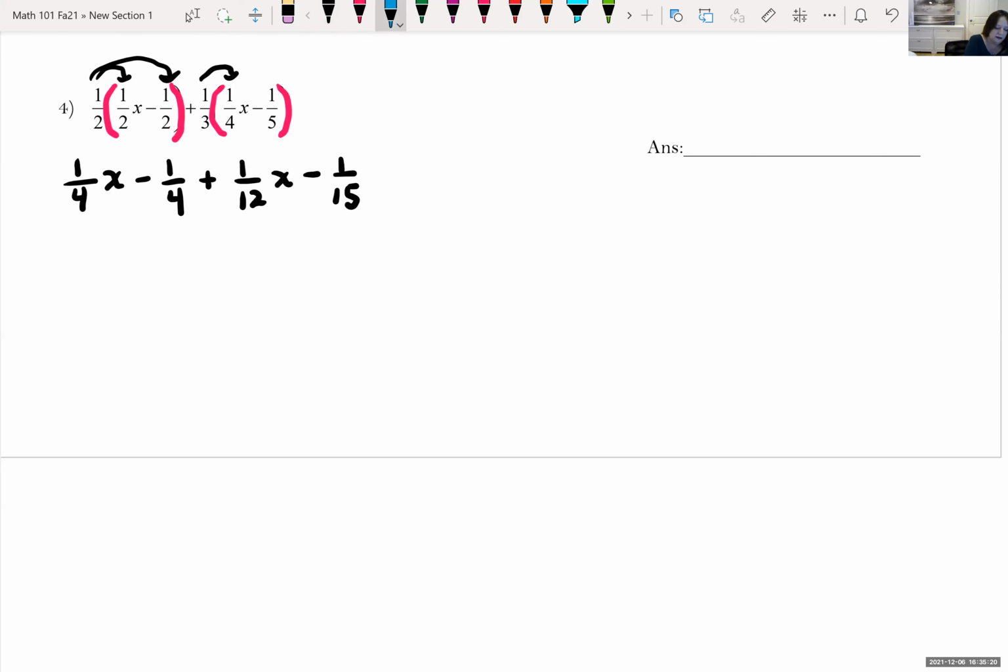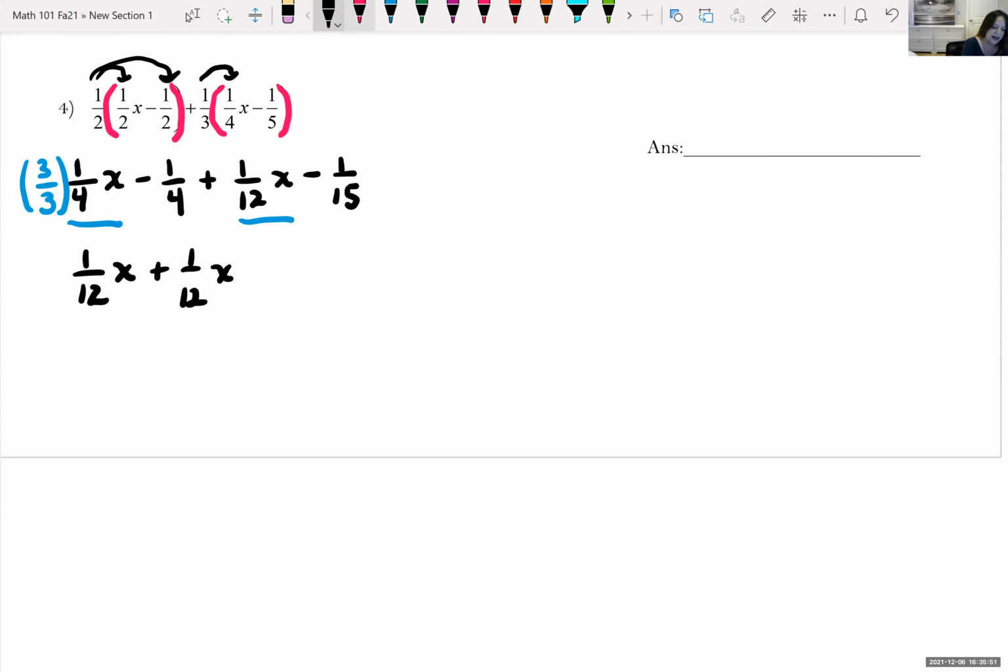So combining like terms, notice we need a common denominator. So 1/4 x plus 1/12 x. The common denominator of those two fractions is 12. And so we can multiply by a fancy one, the 1/4 x, to get a denominator of 12. So we have 3/3 times 1/4 x is 1/12 x plus this 1/12 x. I'm just going to write it.